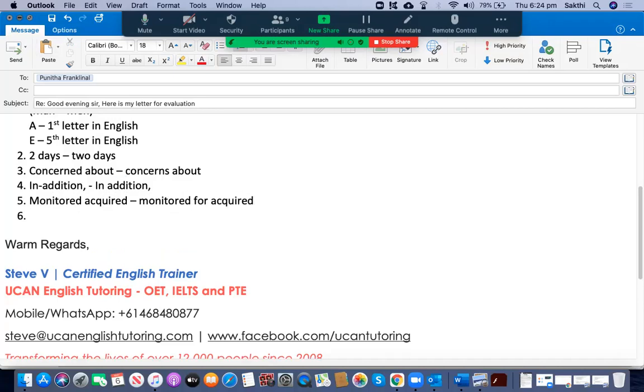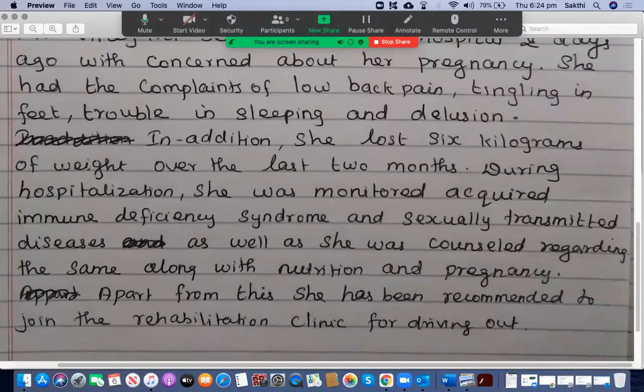That's good. And sexually transmitted diseases, as well as she was counseled regarding the same council along with the nutrition. Again, this is wrong. This is a spelling mistake. You could have mentioned: as well as she received counseling or guidance regarding the same along with the nutrition and pregnancy. Anyway, that's all right. Counseled, there's a spelling mistake.